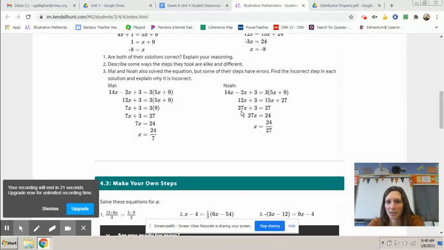Noah made the mistake of adding, what did Noah do that was a mistake? Oh, he should have subtracted 15x and he added it instead. So that was his mistake.